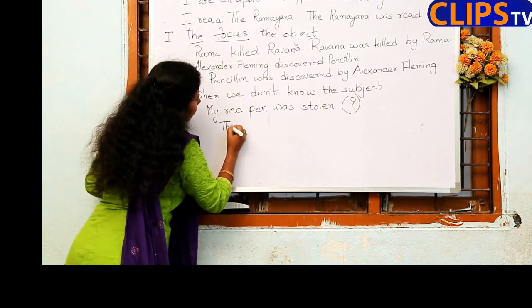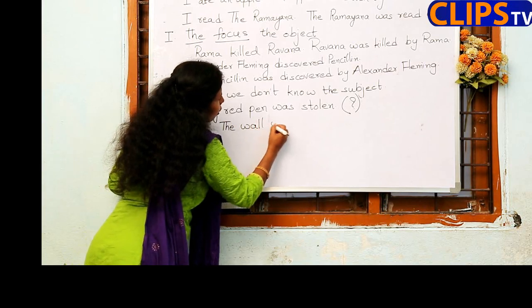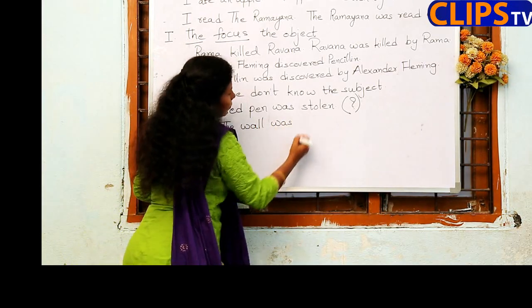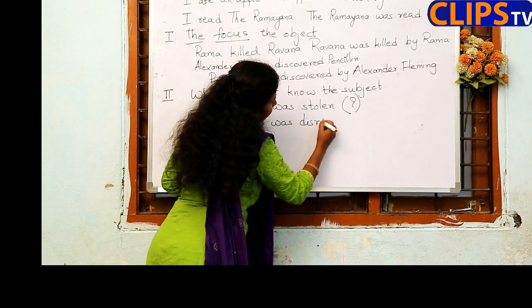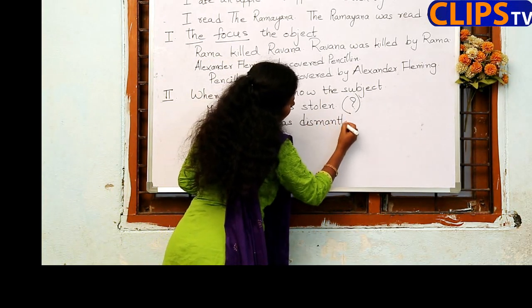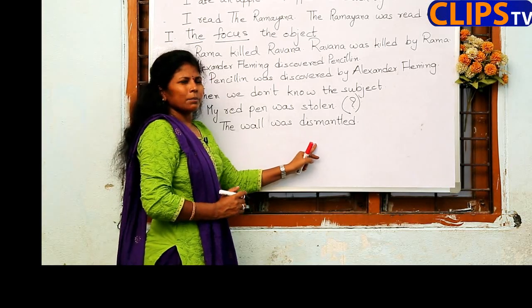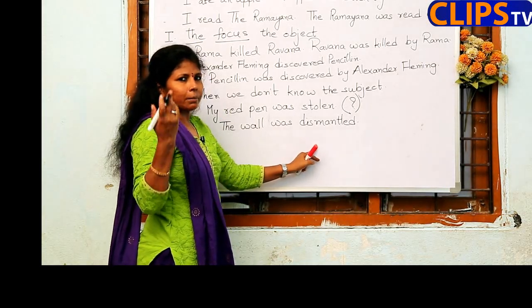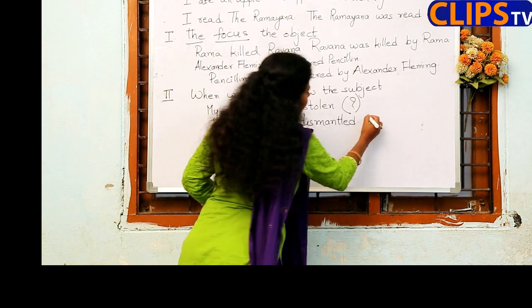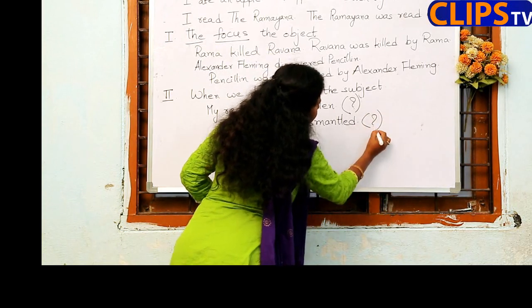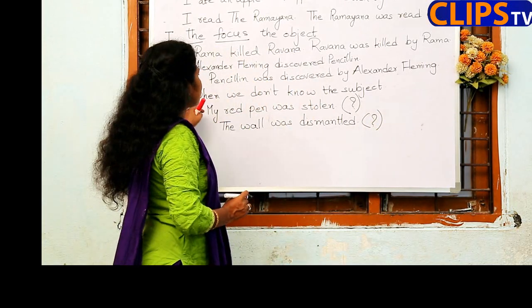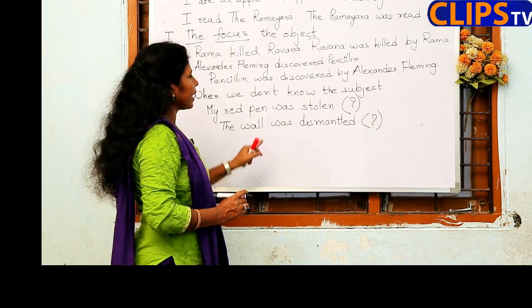The wall was dismantled. Who did it? Probably officials or somebody else. We don't know. We are not sure. So when we don't know the subject, we use passive voice because it comes in handy to write the sentence.